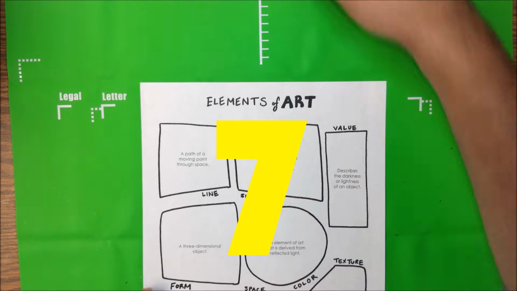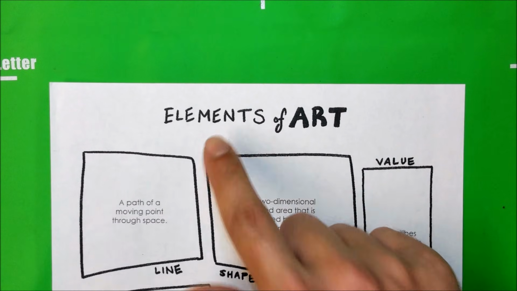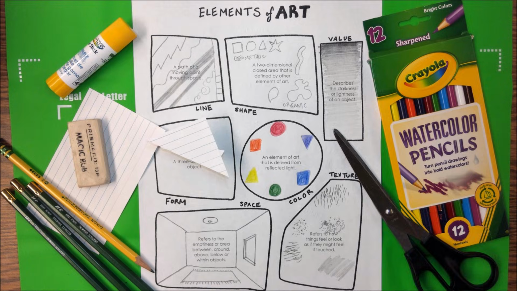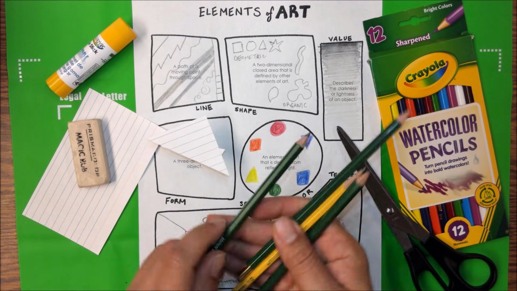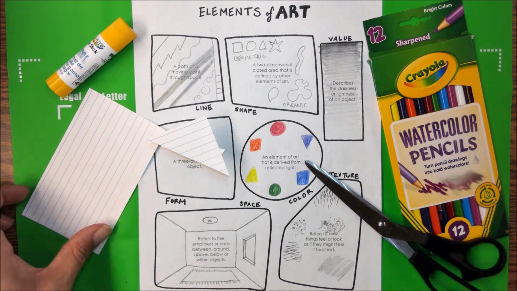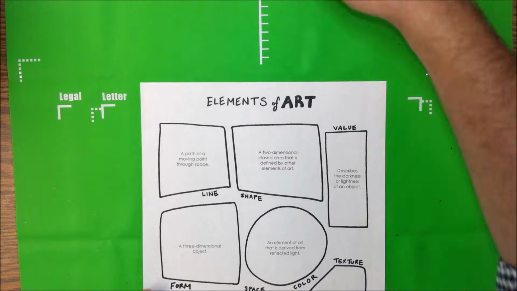The 7 essential ingredients, building blocks for artwork, are the 7 elements of art: line, shape, value, texture, color, space, form. We're going to use different tools to make them today: pencils, an eraser, colored pencils, scissors, paper, and glue, and the back of the paper for notes. So let's get started with the elements of art.